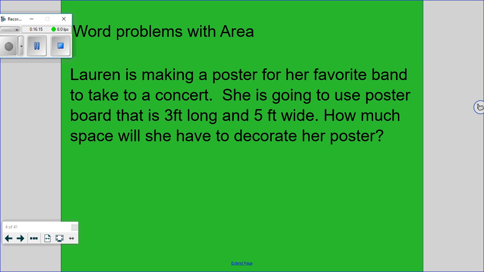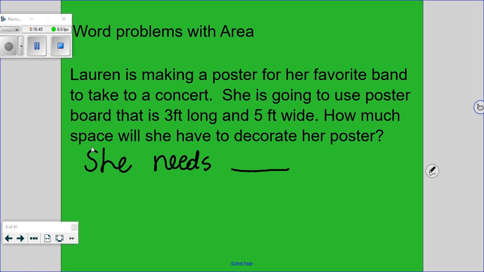Billy? Answer sentence. We need an answer sentence. What am I measuring? What am I counting in this problem? Kylie, what am I counting? How much space she needs to decorate her poster. Perfect. So my answer sentence will be she needs blank. I'm not going to write space because I'm using a specific unit.